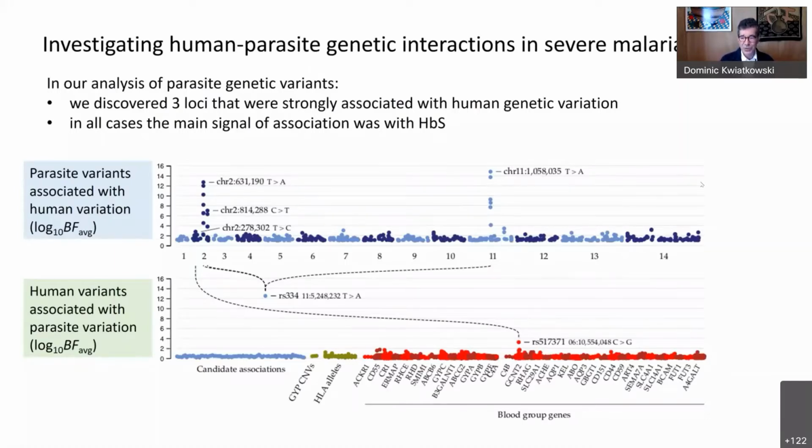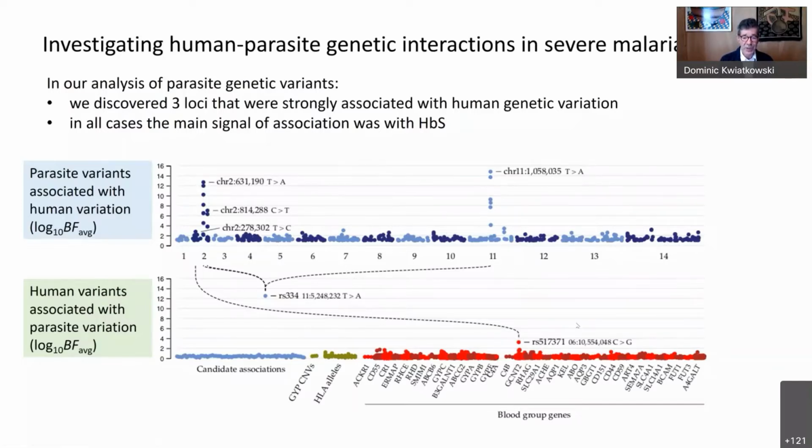Let me walk you through what this complex diagram shows. The top panel shows a view of the parasite genome. What we're seeing here are signals of association, positions in the parasite genome where the parasite genotype is associated with some variation in the human genome. There are 3 major signals, 2 on chromosome 2 and 1 on chromosome 11. I'll talk about them a bit more.